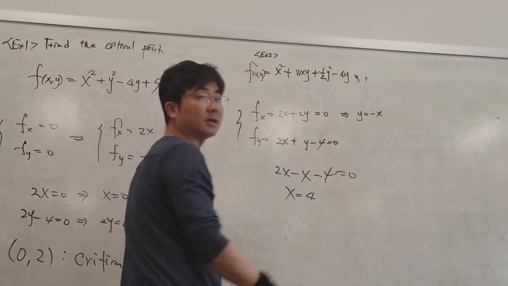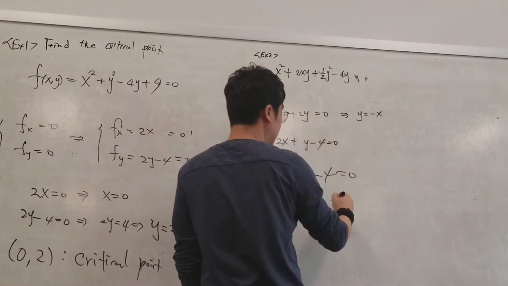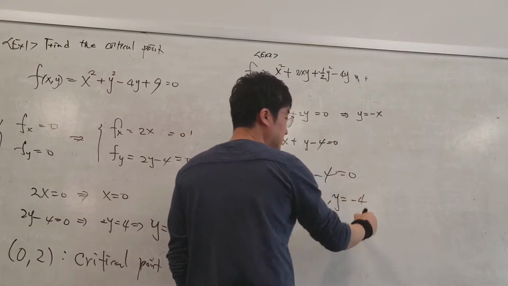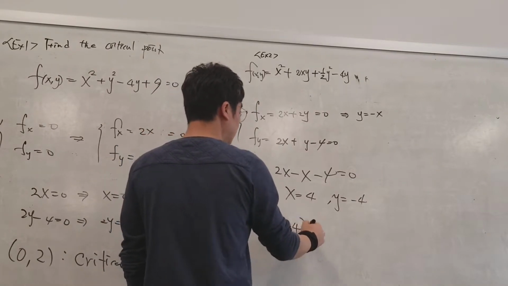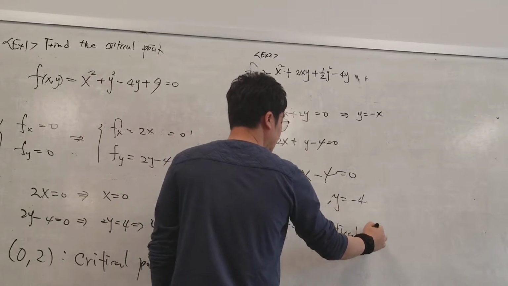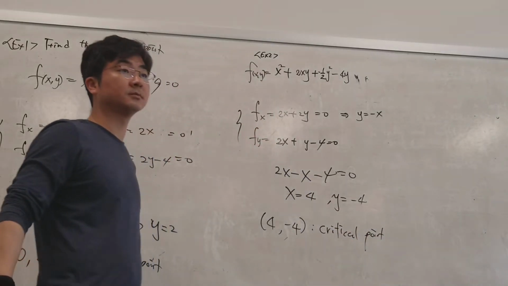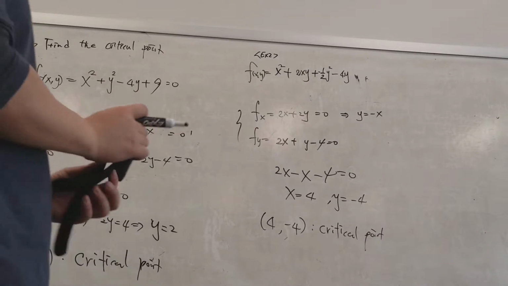I move this one aside. Then y, plugging back to this relationship, y must be minus 4. So we have 4 comma minus 4 is equal to 1. How was it finding critical point? Is this okay?